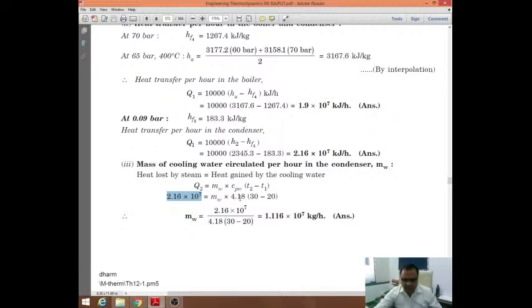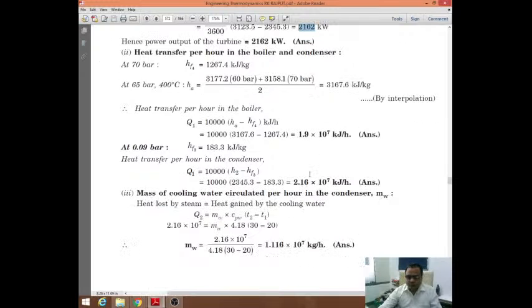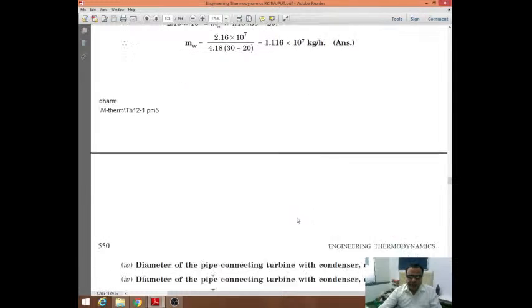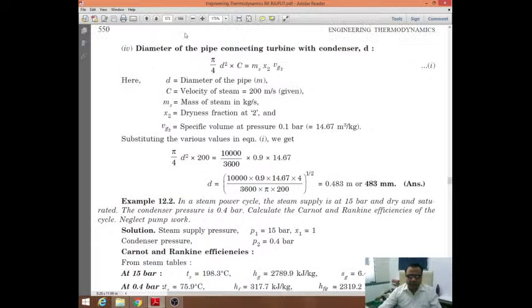The mass of water is to be calculated. Cp of water is 4.18, and the temperature change of water is 20 to 30. Using this, the mass of water is calculated. You can see that 1.116 into 10 to the power 7 kilograms per hour, a huge amount of water, is required for cooling in the condenser. This itself indicates how much water is required for just producing 2 megawatts of energy. So you can imagine how much water is needed for 100 megawatt, 200 megawatt or 500 megawatt power plants. Now the diameter of the pipe.